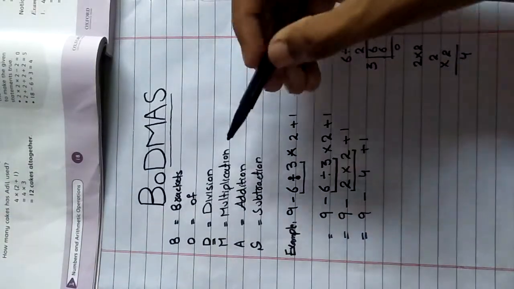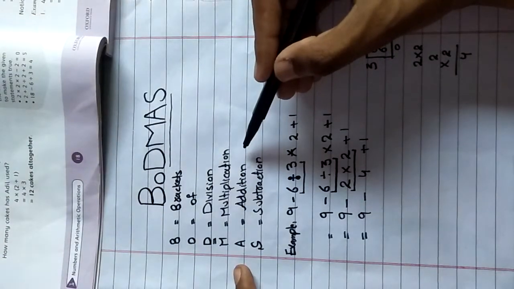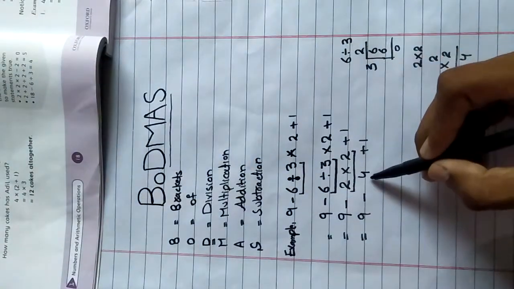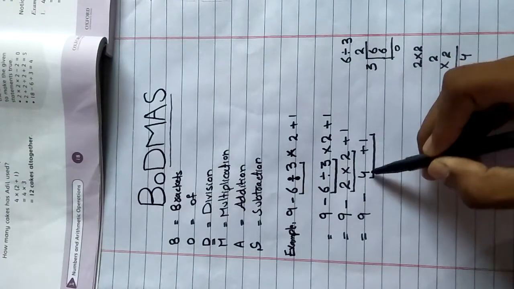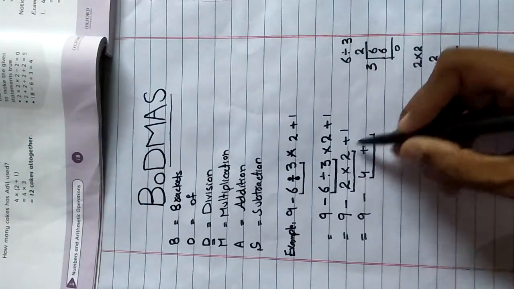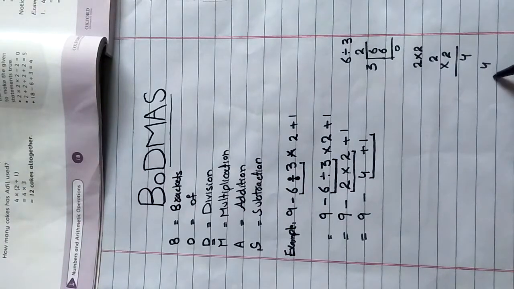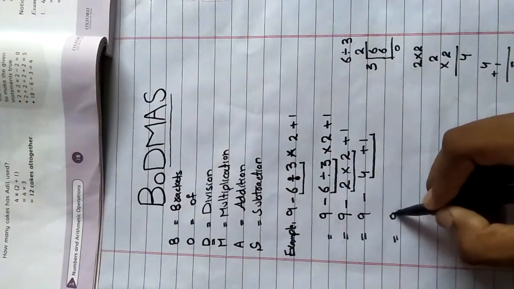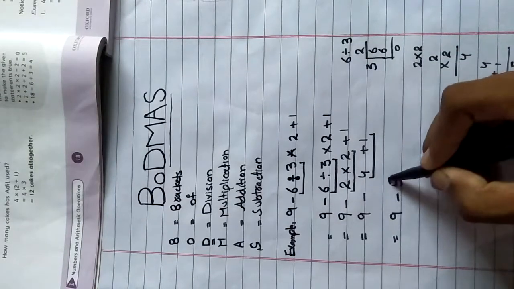Okay, so what is the next operation to be performed? Addition. Where is the addition? Between these two terms, 4 plus 1. So you have to solve this part. 4 plus 1, what is the answer? 5. Okay, 9 minus 5.